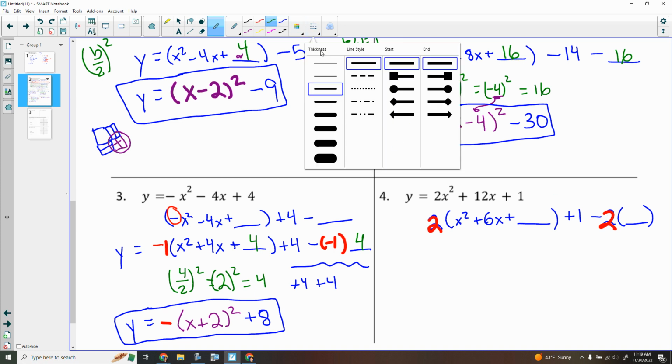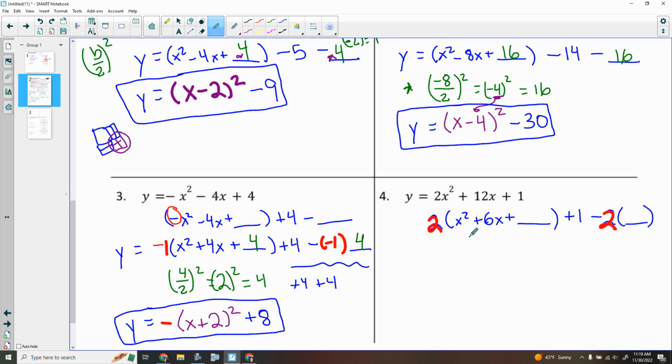All right, my side work. Take your b, which is 6, divided by 2 squared. That's 3 squared, which is 9. So we're adding 9 inside that set of parentheses. And now in simplifying this, x squared plus 6x plus 9, the perfect square becomes x plus 3 squared.